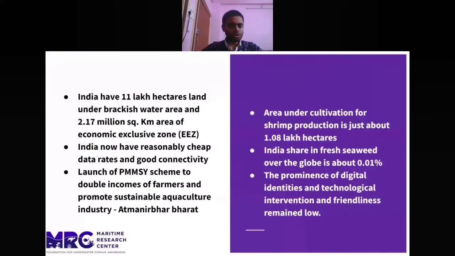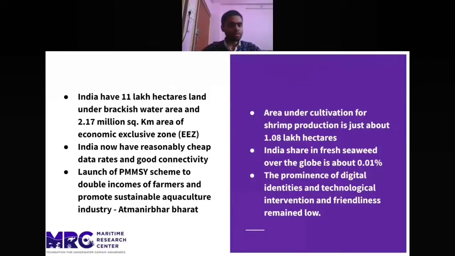So if we talk about the 3 points on the left hand side, this talks about our strength, and on the right hand side, this talks about what our current status is. So if we talk about the strength, India has around 11 lakh hectares of land under the brackish water area. The brackish water is water which is more saline than the fresh water. The salinity of brackish water is about 10% to 32%, which is ideal for shrimp cultivation. Even it can be checked from our APY tool that about 5 ppt to 15 ppt is optimal for the growth of the shrimps, and we have that in our geographic strength.